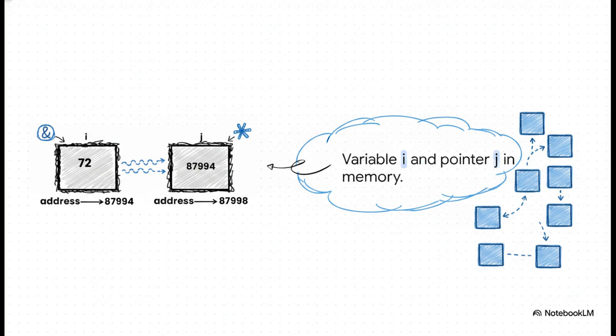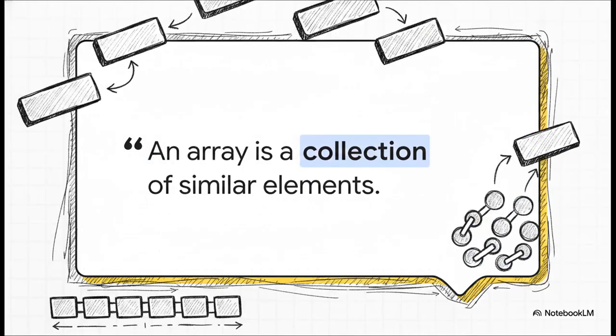Now, a pointer is simply a special type of variable that stores the memory address of another variable. Look at J. Notice how J doesn't hold a standard number? It actually holds that address, 87994. To make this happen, we use the ampersand operator, which is the address of operator, to find exactly where I lives. And then we use the asterisk operator, the value at address operator, to peek inside that address and see the data. Pointers are basically your VIP pass to directly manipulate memory. I really want you to keep that mental image of memory addresses locked in your mind for this next part. Because now that we know how pointers work, let's learn about arrays, another fundamental concept in C.